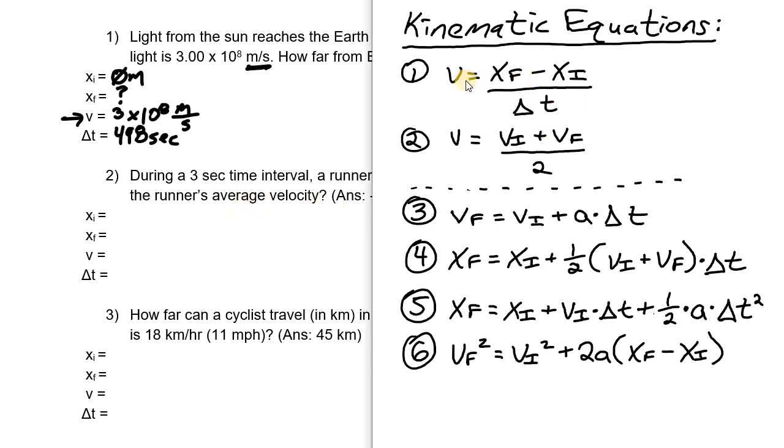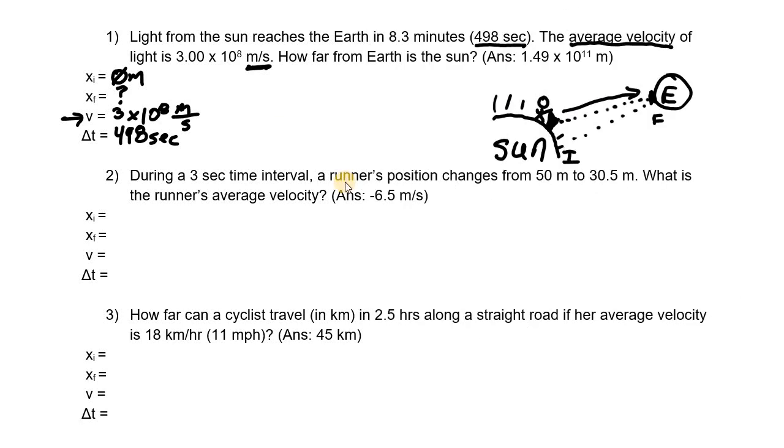Looking at the other variables that we have here, are we given our final position, initial position, and our delta t? Well, yeah. Okay, that's nice. Well, what about this? Are we given our initial velocity, final velocity? No. Okay, that's simple enough. Let's just use this formula right here. I'm just going to write that out right now. So we have v is equal to xf minus xi divided by delta t.